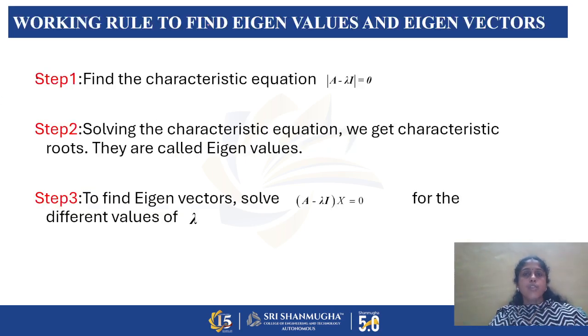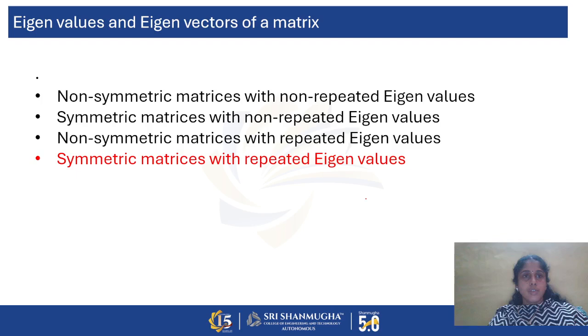Now, what is the working rule to find the eigenvalues and eigenvectors? Find the characteristic equation, determinant of A minus lambda I equal to 0. Solving the characteristic equation, we get the characteristic roots. So these characteristic roots are called the eigenvalues. Now, to find the eigenvectors for each different value of lambda that we get by solving the characteristic equation, we have to solve A minus lambda I into x equal to 0.